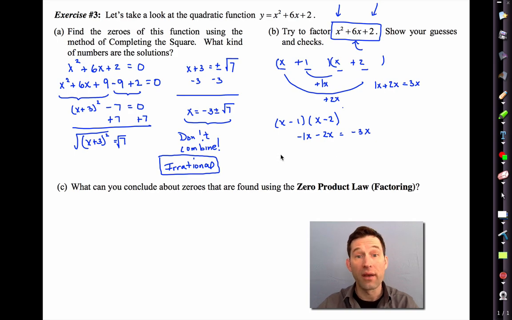So what we conclude is this thing is not factorable. The technical term is that it's prime.